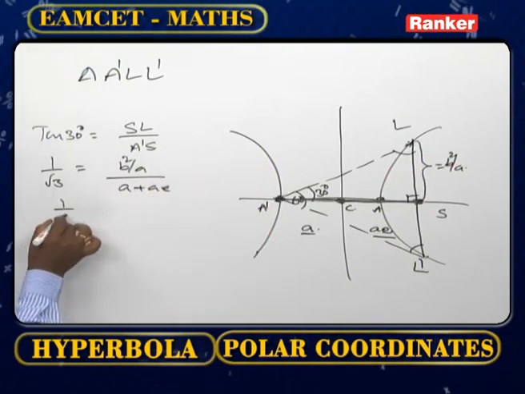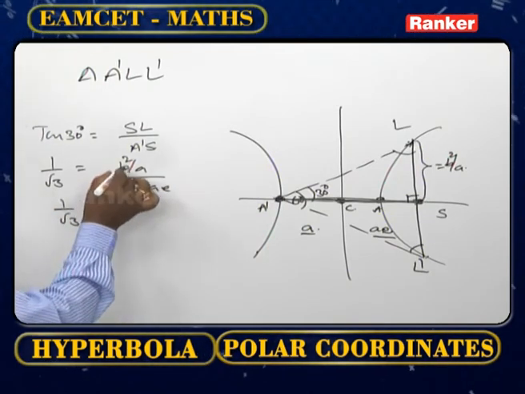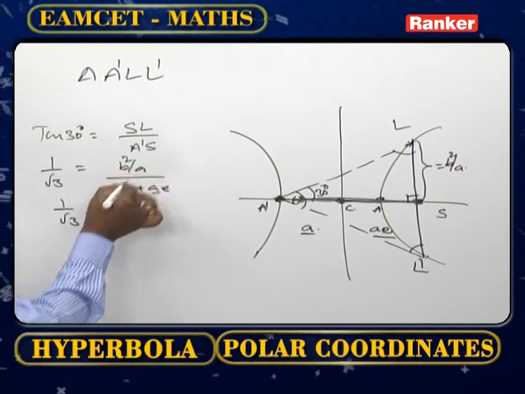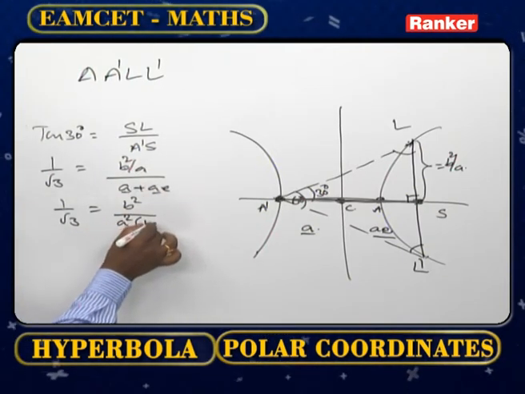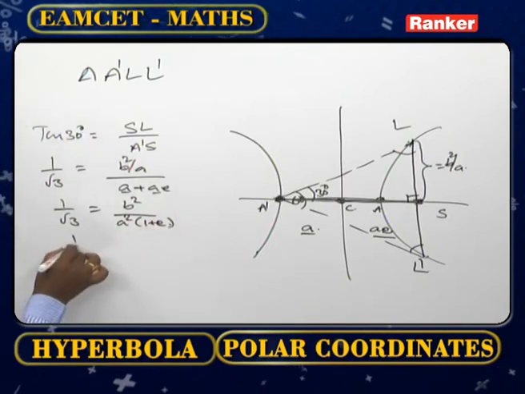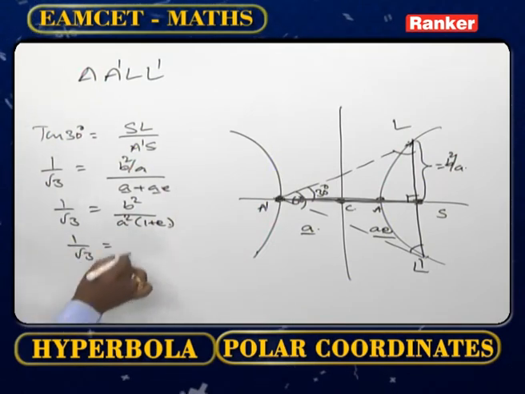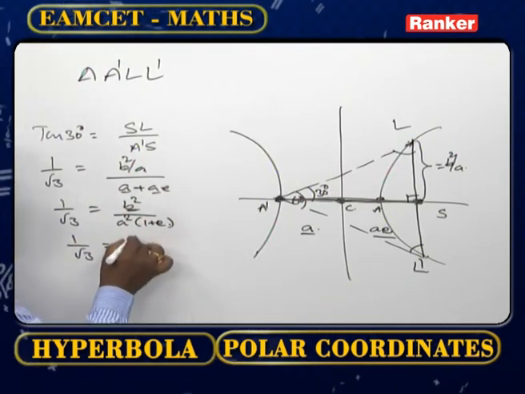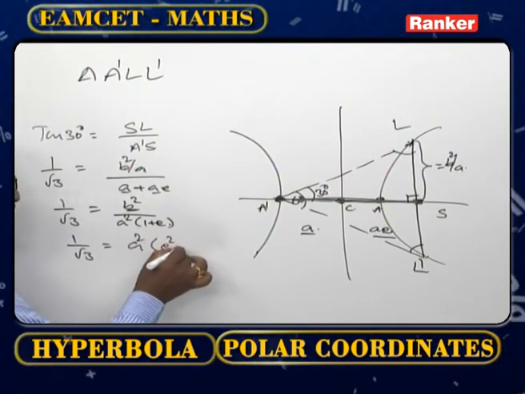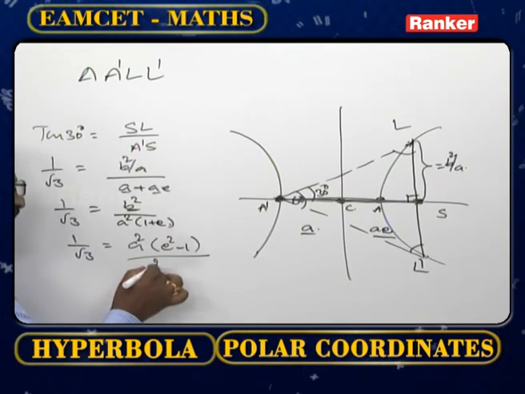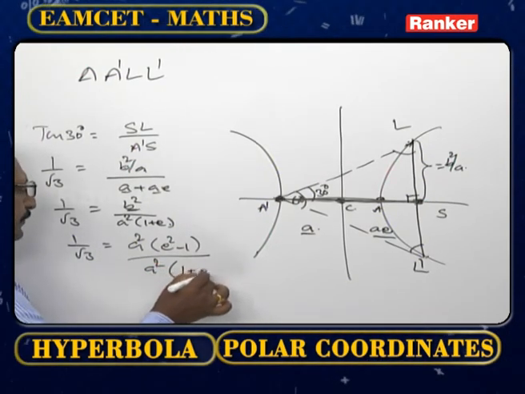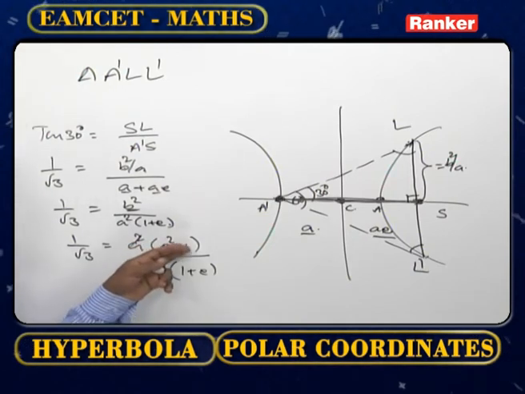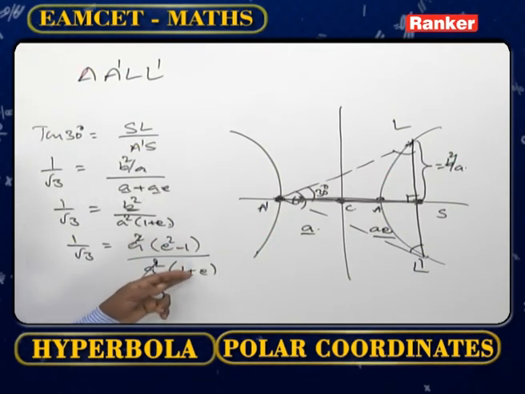Or 1 by root 3 equals B square by, first A common, A into A square into 1 plus E. Now 1 by root 3 equals B square value in terms of A and E, which equals A square into E square minus 1 by A square into 1 plus E. A square gets cancelled. Now in numerator A square minus E square minus 1 by 1 plus E.